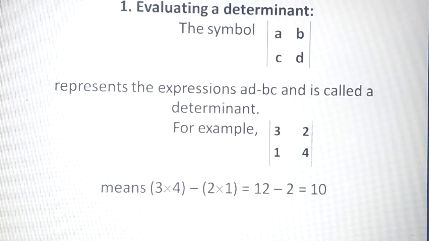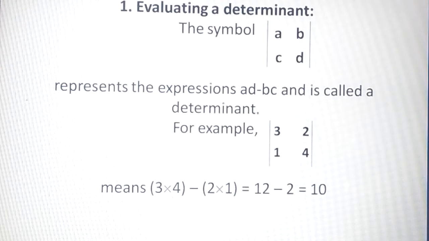Types of determinants. There are three types of determinants. First, evaluating a determinant. A determinant is calculated to know the difference between two cross factors. Here we have one example. First row A B, second row C D. Now, the numerical values are given to this example: 3, 2, 1, 4.